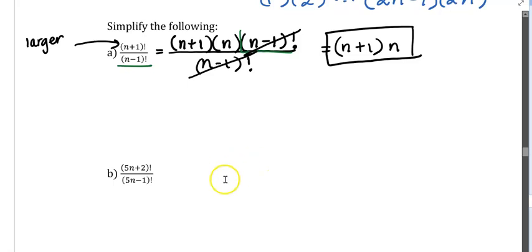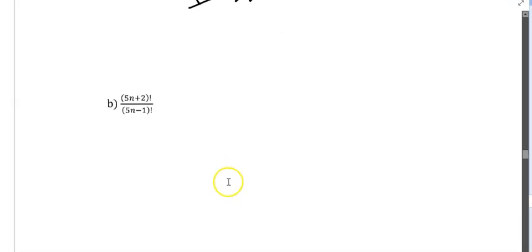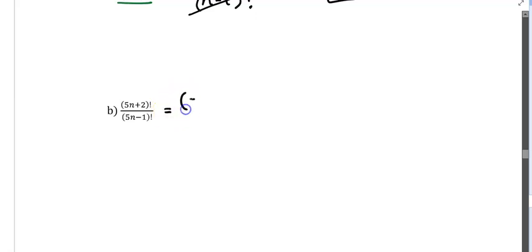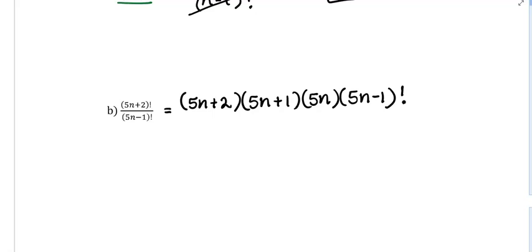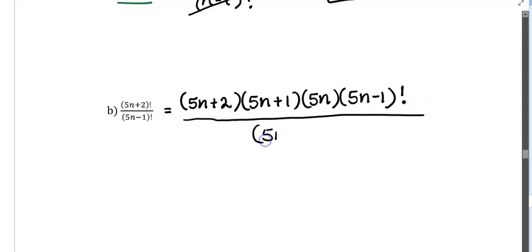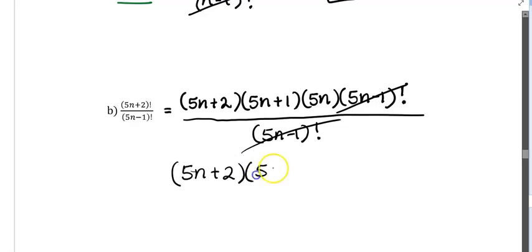Similarly, in example B, I'm again going to start with the larger expression to begin simplifying, which is the 5n plus 2. I will drop that down by 1 and multiply by 5n plus 1. Drop that down by 1, multiply by 5n. Drop that down by 1, multiply by 5n minus 1, and I'll stop there and put the factorial on that because I see that that matches the 5n minus 1 factorial that's in the denominator, so that I'm left with my final answer as the product of these three factors.